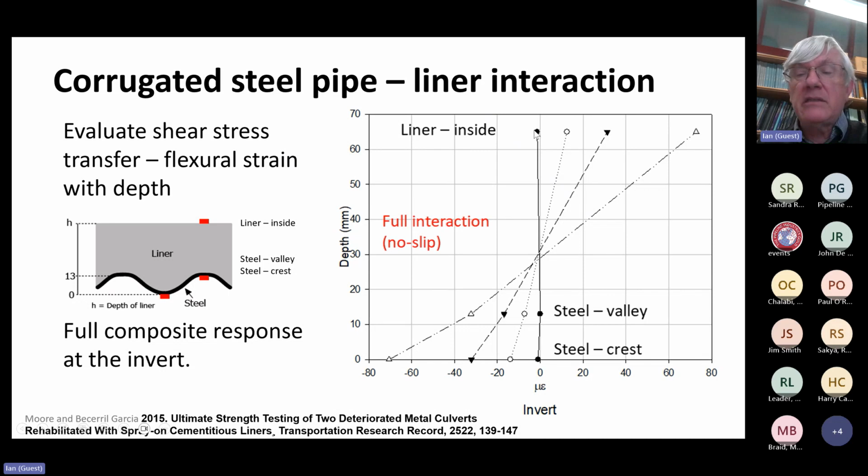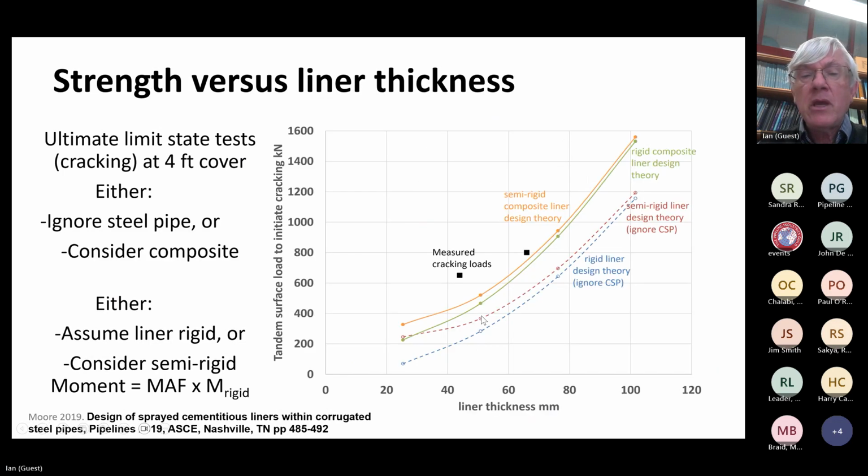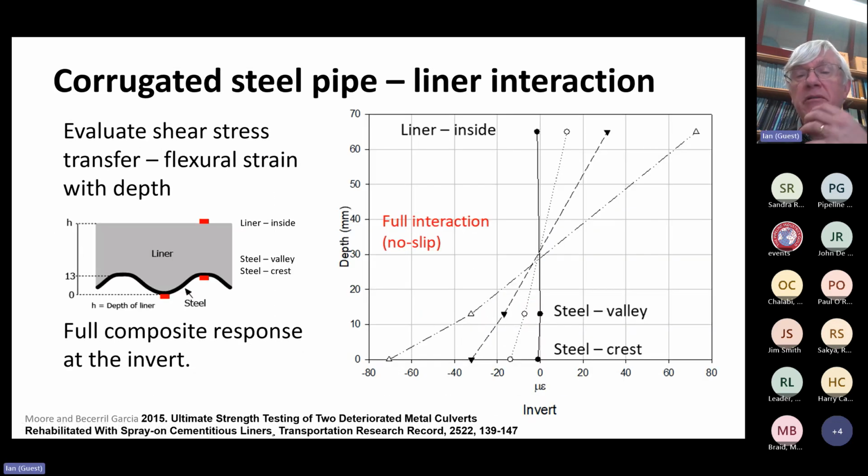And what we found is that at the invert, where we've got corrosion, we get a very good bond forming between the sprayed liner and the deteriorated steel, and we get full composite action because we've got these linear distributions of strain. But in other locations where we've still got zinc present, we may not get that composite action. So we've learnt about where we can assume composite behaviour and where perhaps we need to consider different sorts of behaviour.